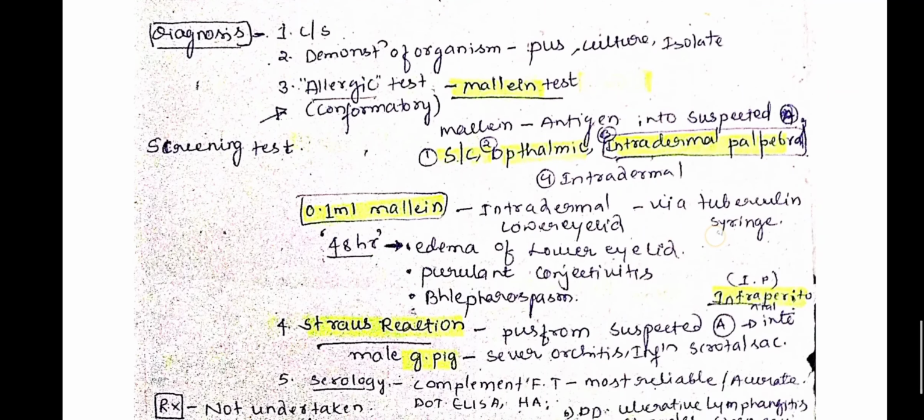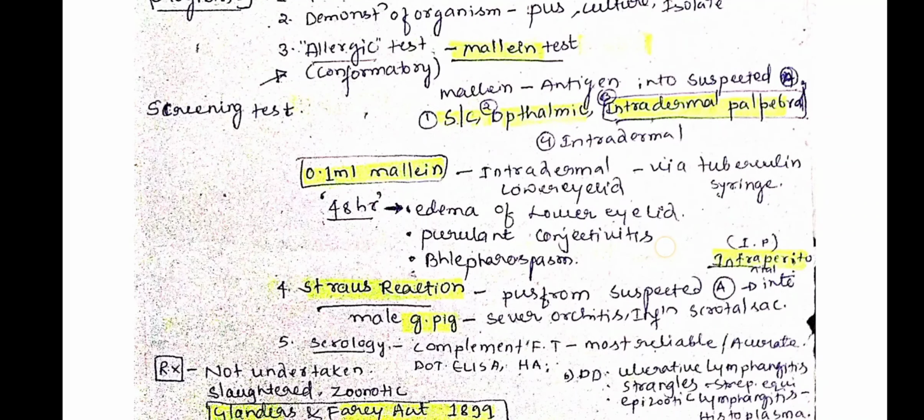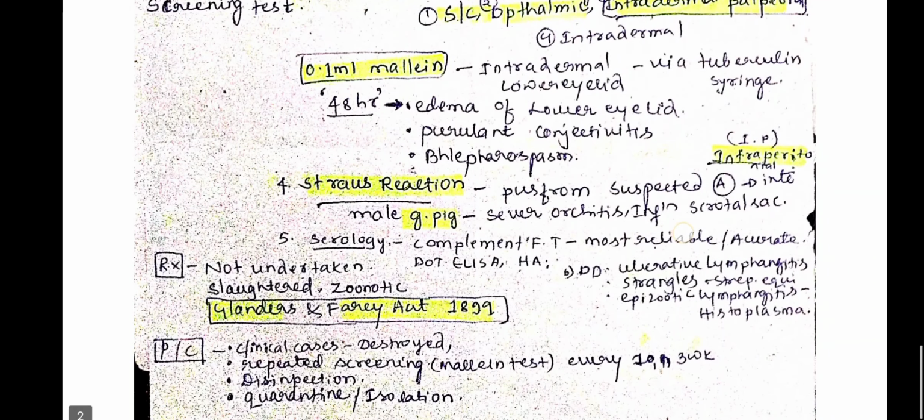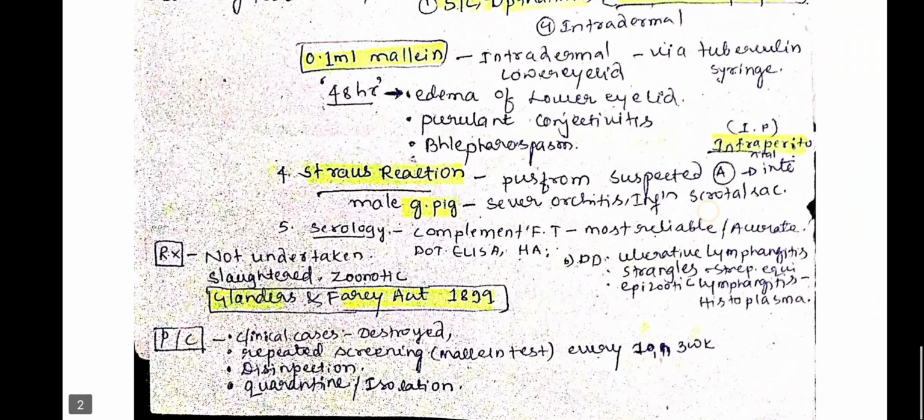There are two important diagnostic tests. The Malin test, where one injects via the intradermal infrapalpebral route 0.1 ml of Malin purified protein. After 48 hours, signs like edema of the lower eyelid and purulent conjunctivitis will be noticed. And the Strauss reaction, where the pus from the affected animal is injected into a male guinea pig, leading to severe orchitis, and inflammation of the scrotal sac will be noticed. So affected animals will not be treated, and they will be slaughtered under the act called the Glanders and Farcy Act 1899. Thank you.